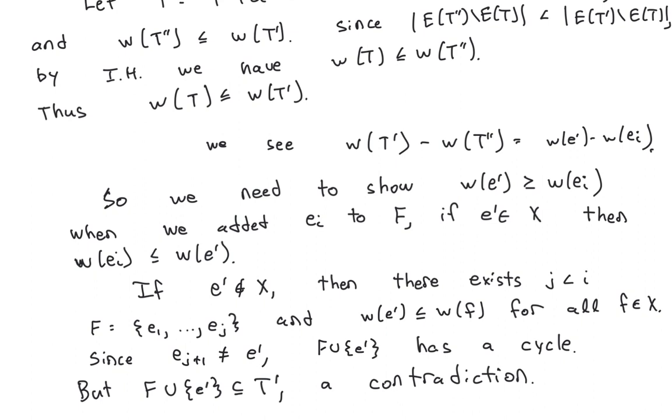But remember, we defined E sub I to be the smallest edge in T that's not in T prime. So since j is less than I, the edges E1 through EJ are in T prime. And so the set F union E prime is in T prime, which means T prime has a cycle, which is a contradiction. Therefore, this second case can't happen. It must be the case that the edge E prime is available to study when we reach the point in the algorithm where we add EI. And thus, we do have this inequality on weights.